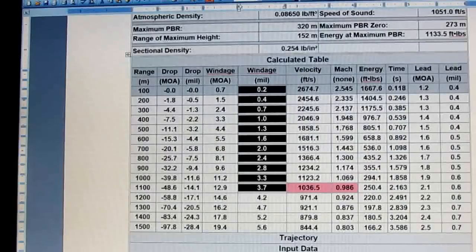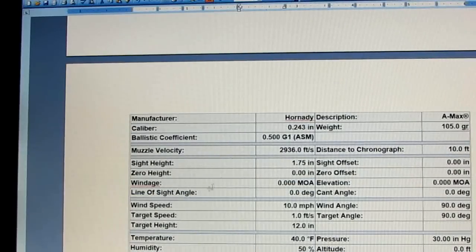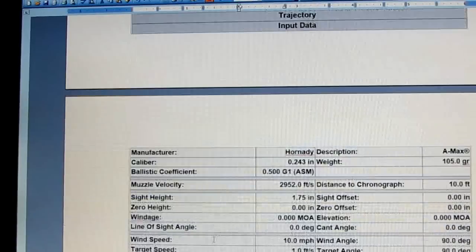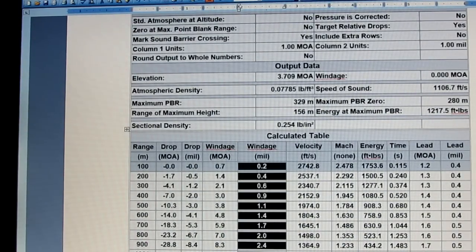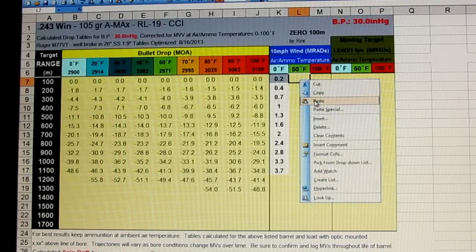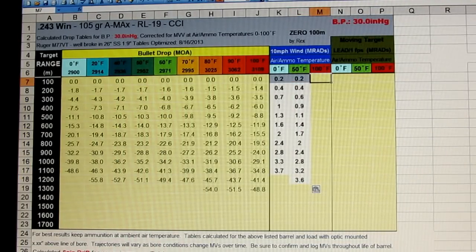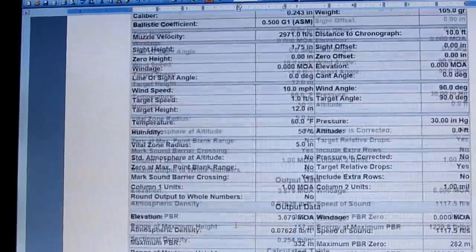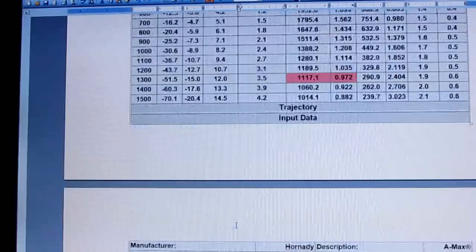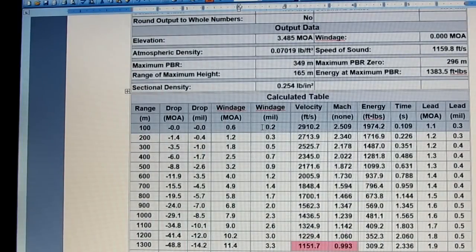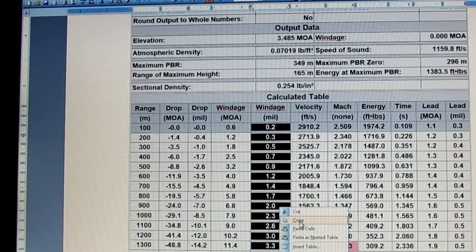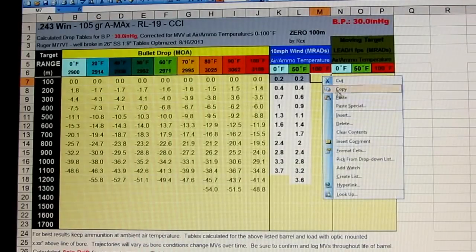Now the next one's for 50 degrees. Okay, so let's find 50 degrees. Come back down. We're looking for, here's temperature 40, temperature 50. Okay, so that's why we saved all that input data. Our windage here is going out to 1200. Copy and paste. Bam, there it is. And then the last one is 100. So we're going to scroll all the way down to the last one, which is 100 degrees Fahrenheit. Our windage in mils out to the max range. Copy, paste it in there like so.